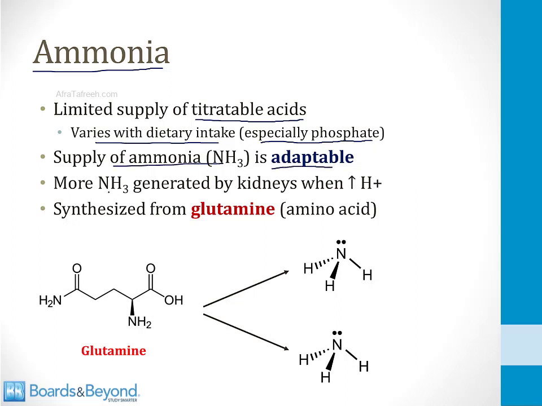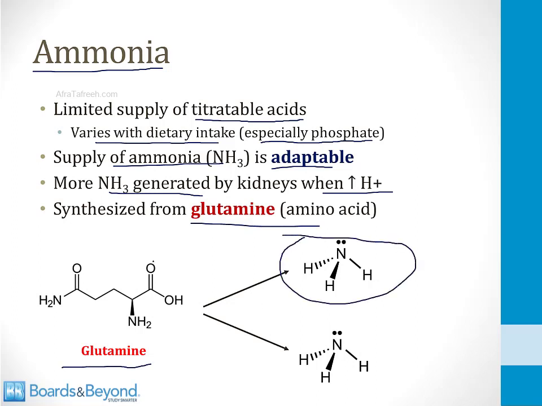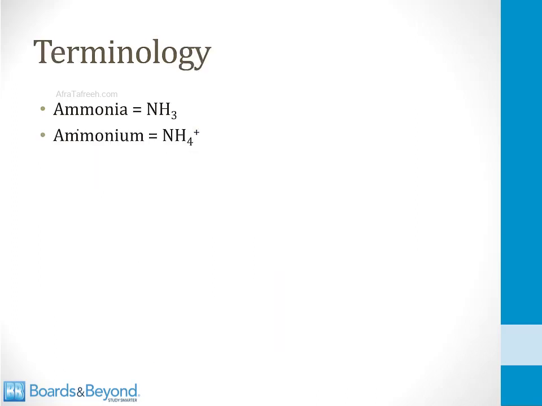The kidneys can generate more ammonia when they need to secrete more acid, and this makes ammonia a very important urinary buffer. Ammonia is synthesized from glutamine, an amino acid. Shown at the bottom of the screen is the structure of glutamine. It can be broken down to form two ammonia molecules. Now, just a little terminology here. Ammonia is NH3. Ammonium is NH4. It's an ammonia molecule that has picked up a proton.